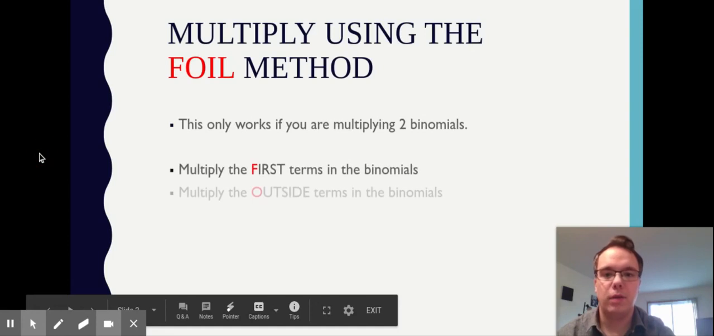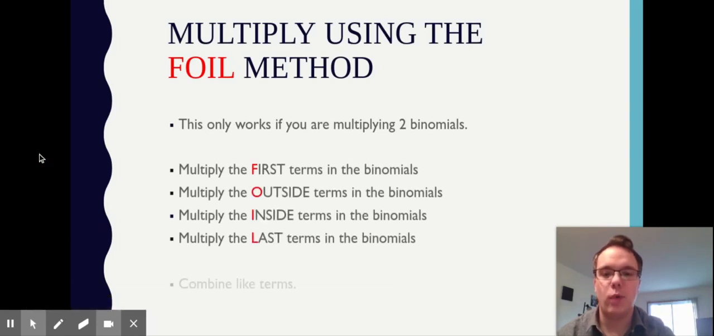So, with that being said, here's what the FOIL method is. The FOIL method is an acronym, and here's what it stands for. I'm going to pause now so you can pause the video, write it in your notebook, and when you're ready, hit play again. So to multiply using the FOIL method, FOIL is an acronym, and it works best when you're multiplying two binomials. In fact, it's the only time it works.